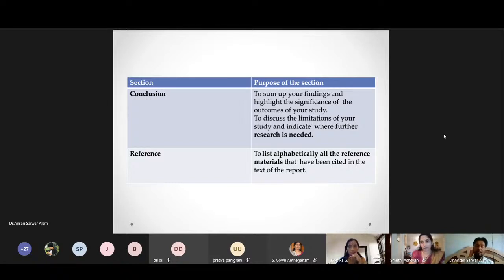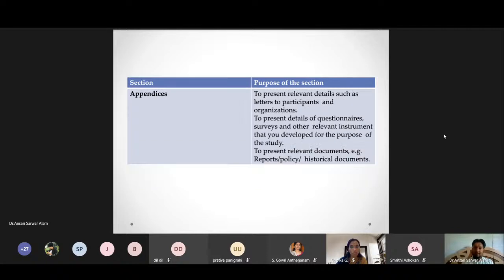Okay. So yes, my dear participants, I was talking about the conclusion section. The purpose of this section is to sum up your findings and highlight the significance of the outcome of your study. You will be discussing the limitations of your study and indicate where further research is needed. Then in references, you are supposed to list alphabetically all the reference material that has been cited in the text of the reports. Moving ahead, appendices.